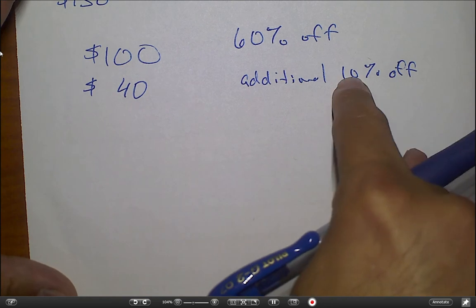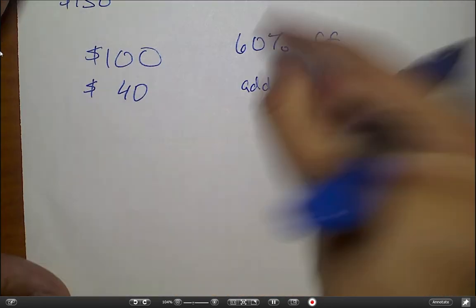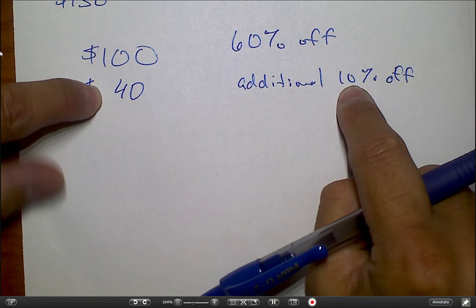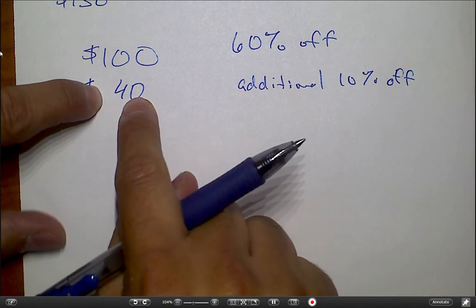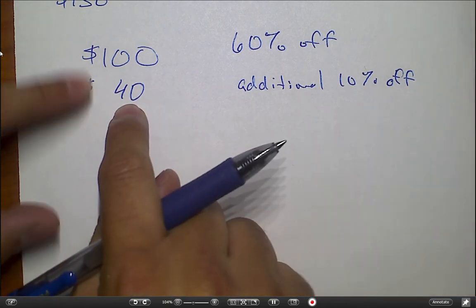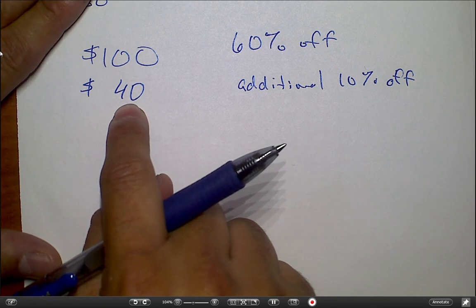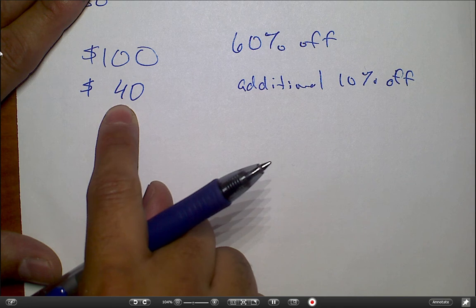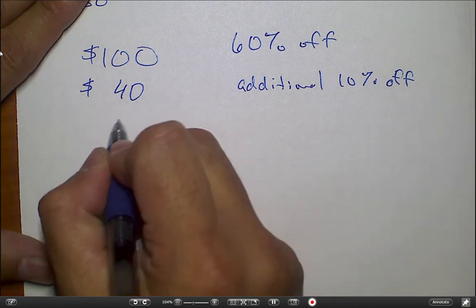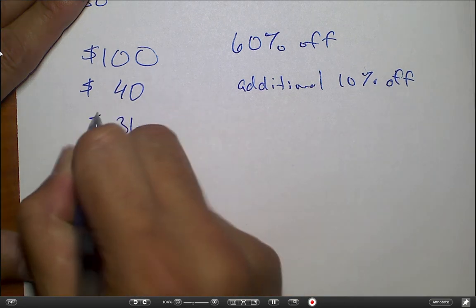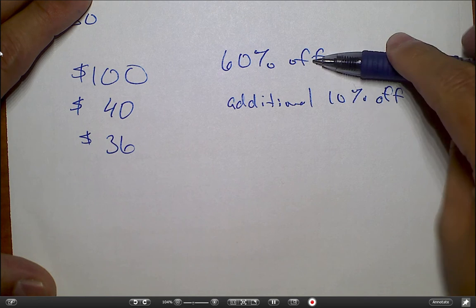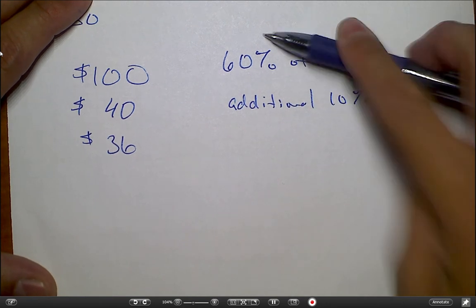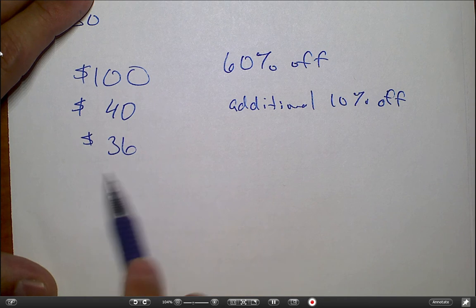Am I taking 10%? So am I doing 70% off now? No. Additional 10% means it's 10% off this one. So 10% of 40 is, say, 4. So I'm paying for 90% of this. So that would give me $36. It's not combined together. I don't add that up to be 70%, because if I did, that means I would only be paying 30, right?